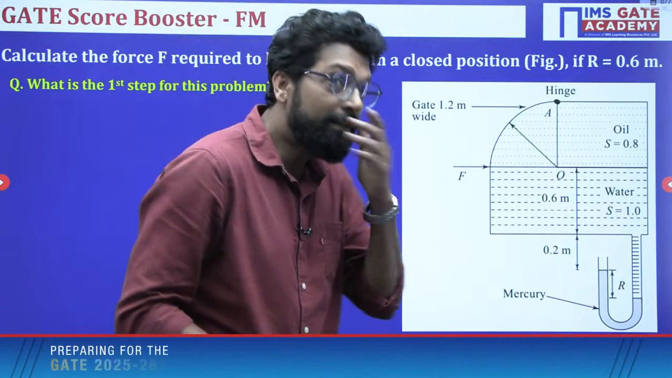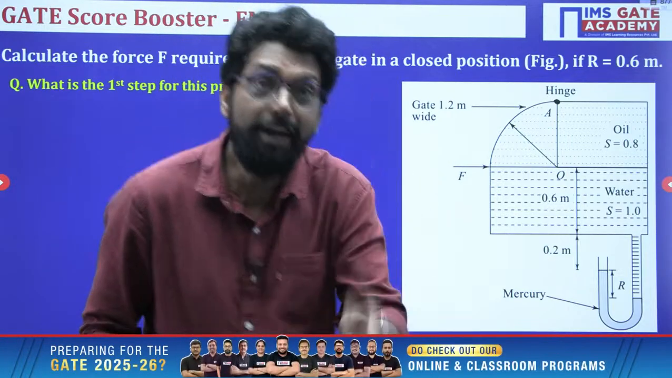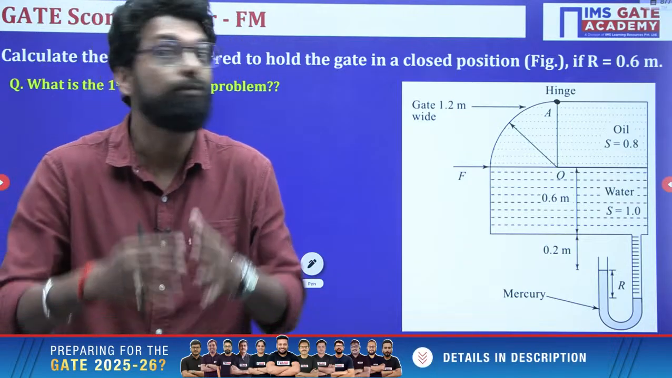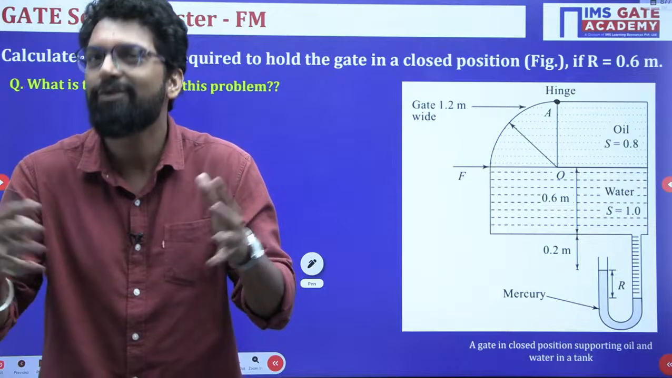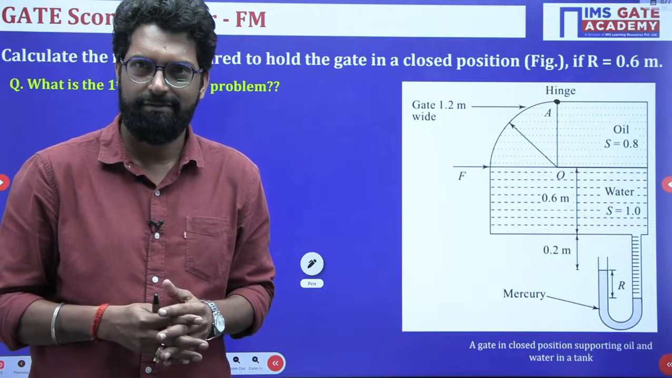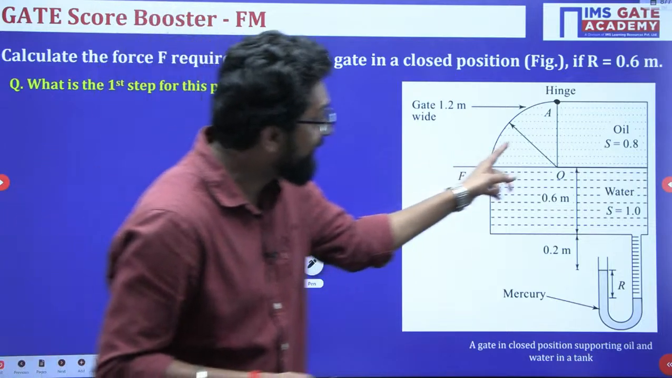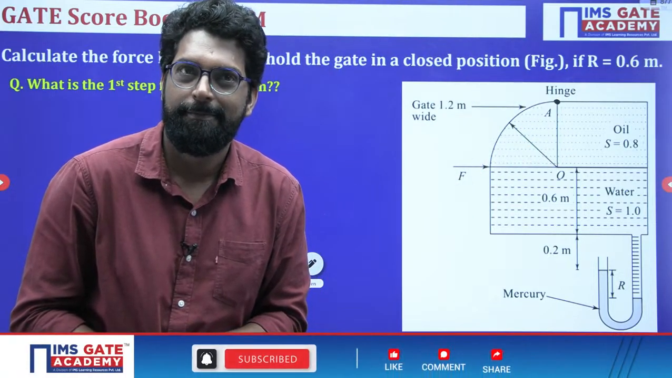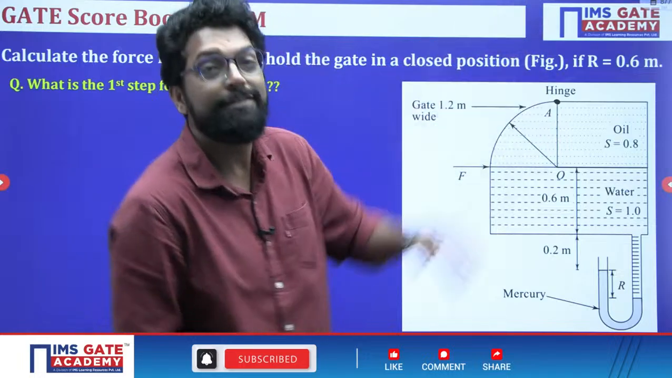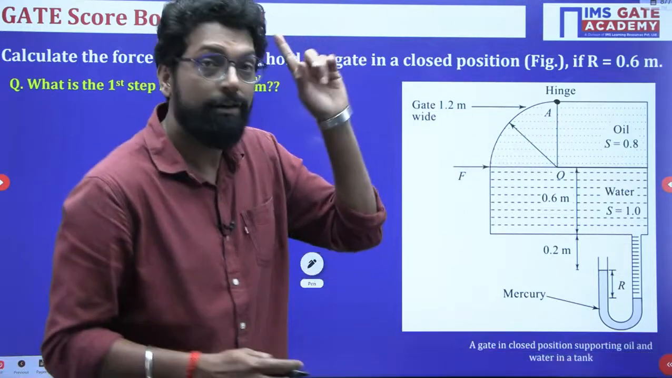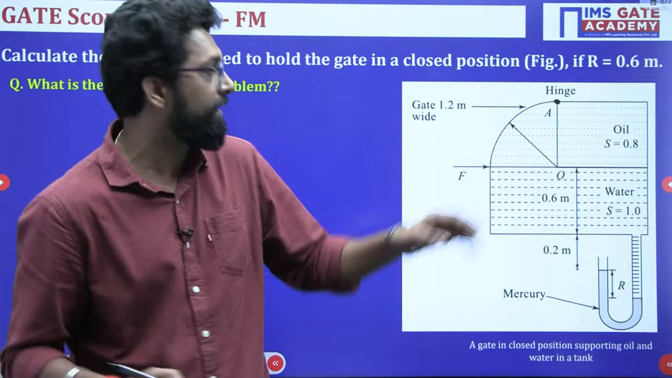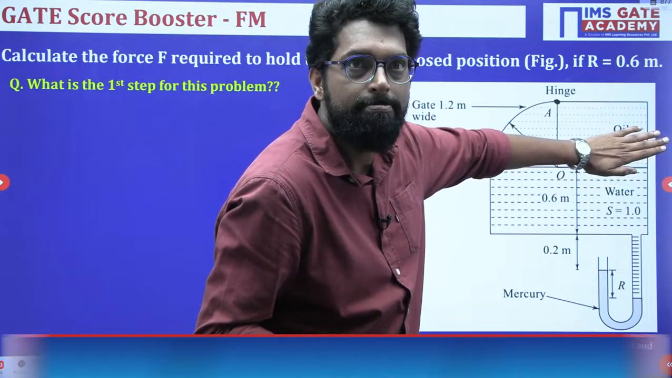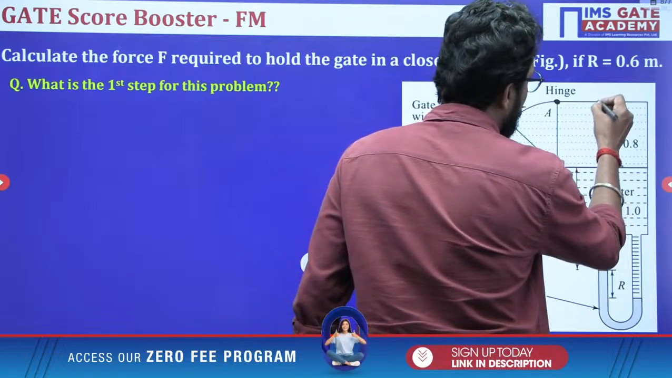To calculate the hydrostatic force, you want the free surface. Without a free surface, you cannot calculate the hydrostatic force. So we create an imaginary free surface first. Why? Because this container is a closed, pressurized container. So what is the pressure at this point?